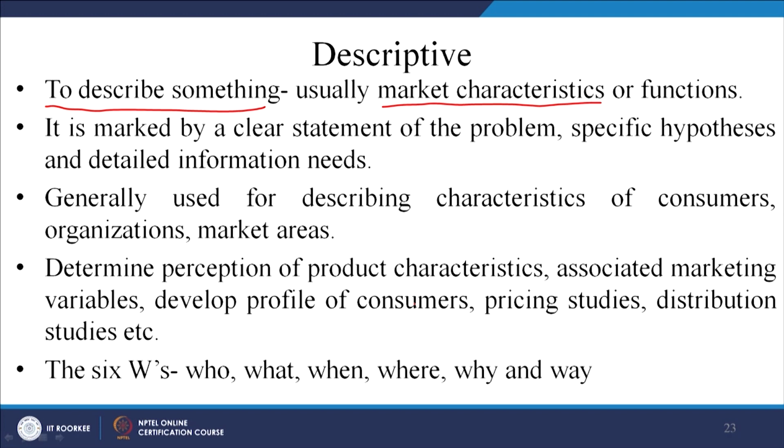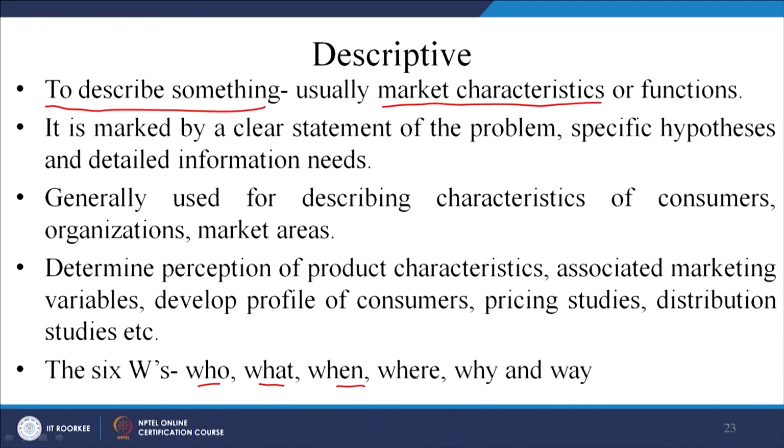Distribution studies. So, what kind of distributions are helpful? How should you be distributing the product? Is it only through a chain of intermediaries, or maybe it is direct? What kind of thing would you do? The 6 W's answered in descriptive research are who, what, when, where, why, and the way to do that research. So, these 6 things are very important.